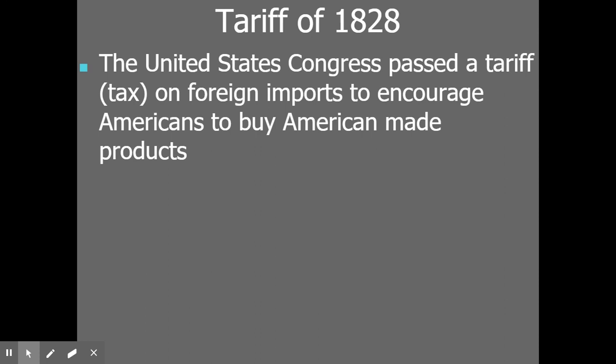So now let's talk about the tariff of 1828 because, in terms of time, sequentially speaking, that's what comes up next. So a tariff is a tax. A tariff is a tax on imported goods.